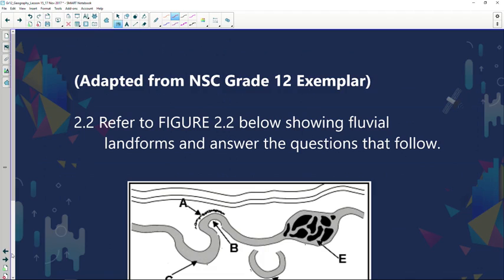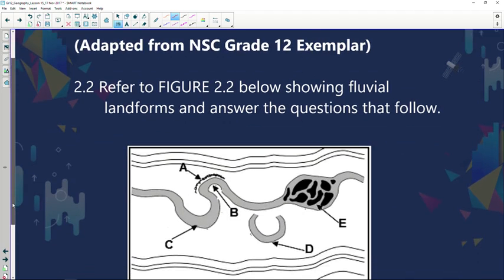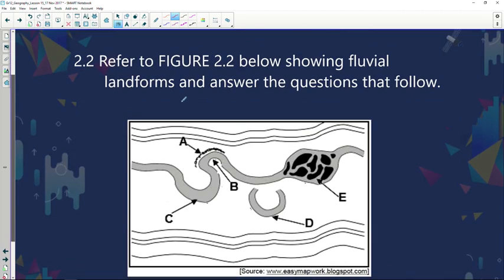Our next question shows us geomorphology and the landforms. Immediately, if we look at the diagram, I can see a river meandering. Over there at E, I see stream braiding, and D we can classify as an oxbow lake. Very importantly, in which stage of the river does this take place? It's usually deposition, and that's in the lower course of the river.